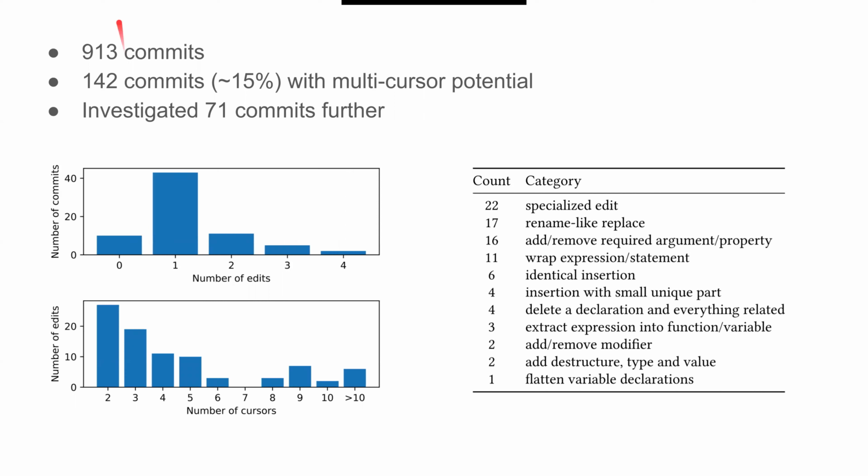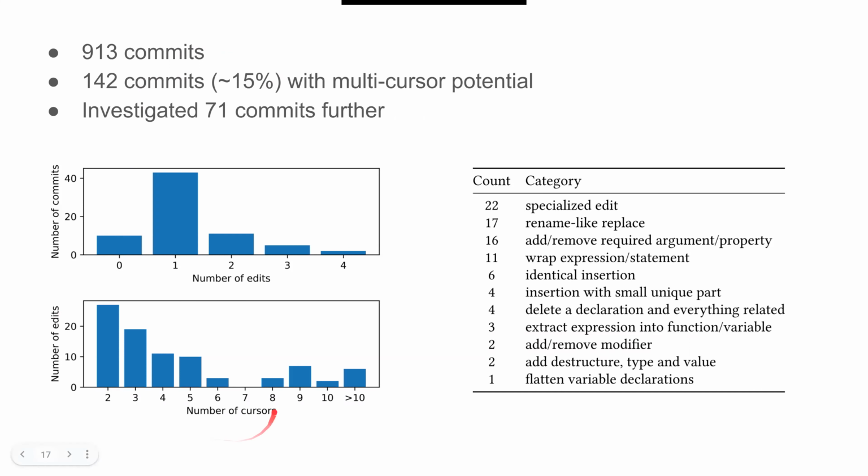So of the 913 commits in the code base, we identified 142, or around 15%, where we thought multi-cursor could be useful. And we investigated half of these further, for which the results are shown here. So in most of these commits, there was one set of edits that had potential to be done with multi-cursor. Some commits also had a couple more unrelated multi-cursor edits. And there were a few commits which had no edits with multi-cursor potential. And these were ones where in the initial evaluation we misjudged and later found that actually no, these edits could not be performed using multi-cursor.